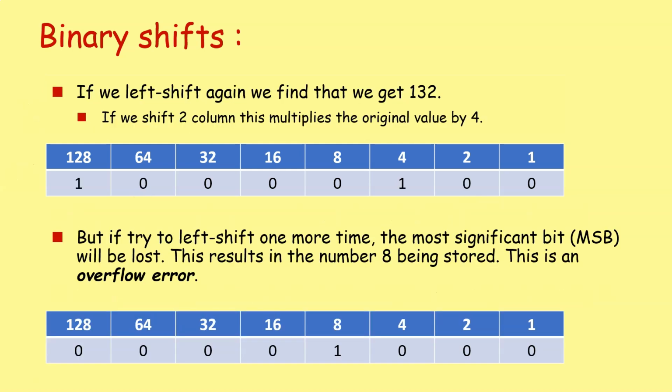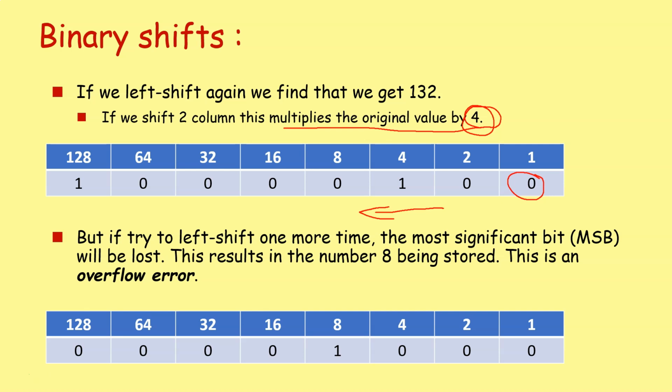If we left shift again, we find that we get 132. So again, we move everything one column to the left, and that gives us 10000100. Again, we're just going to add in that extra 0 there for the placeholder after we've left shifted. So now we've multiplied the original value by 4. We've gone from that original value to 132. So 33, 66, and now we're at 132.